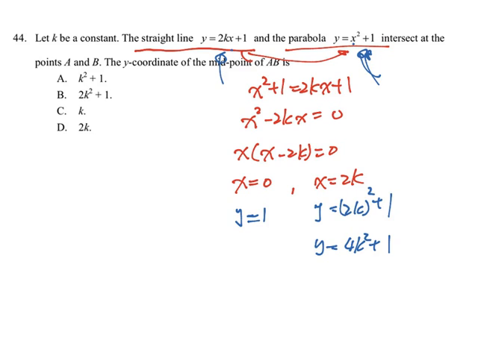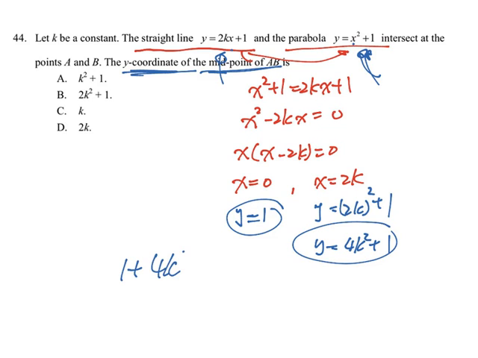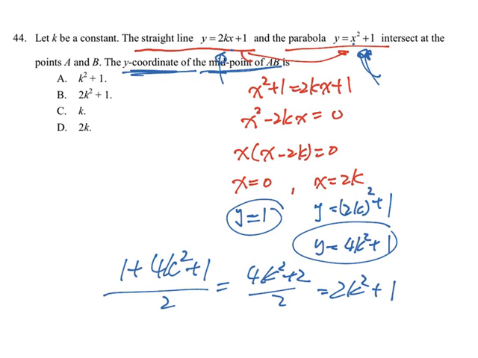Then we need to find the y coordinate of the midpoint of AB. We just add these two together and divide by 2. So 1 plus 4k squared plus 1, divided by 2, is 4k squared plus 2 divided by 2. So it's 2k squared plus 1. So the answer is B.